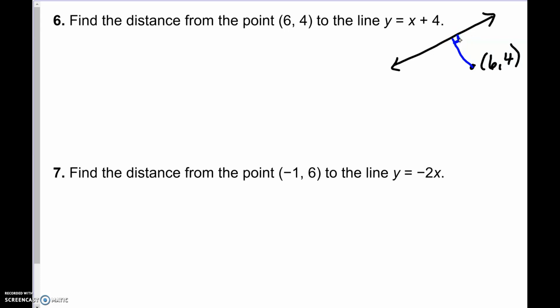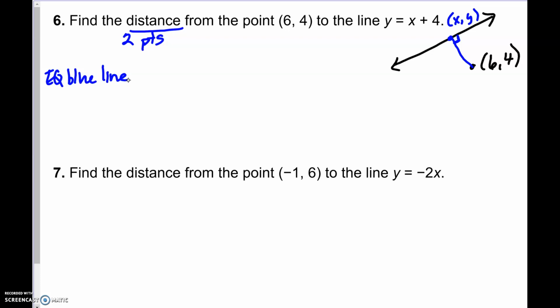So in order to find distance, what do I need? To find distance, I need 2 points. Well, I have 6, 4. I need another point right here. I need to know what that point is, and once I find that, then I can find the distance using the distance formula. So first I'm going to find the equation of that blue line. Once I know the equation of the blue line, I'll have an equation of the blue line and the black line, and then I can solve my system to find that ordered pair.